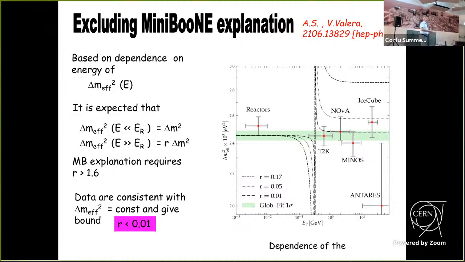What you see here is that no energy dependence of delta m square has been observed in a very wide range of energies, from reactor energies to IceCube and ANTARES. So it's constant. What you would expect if you want to explain MiniBooNE is something like this. Well, it goes down, it goes up, and then it's somewhere here, because that's already for 0.17. So this is even 10 times smaller than what is needed for MiniBooNE.